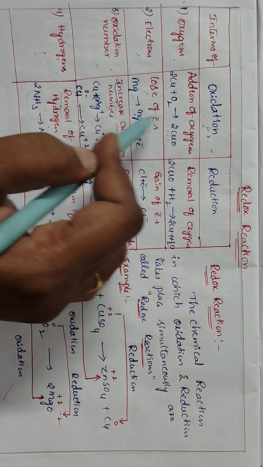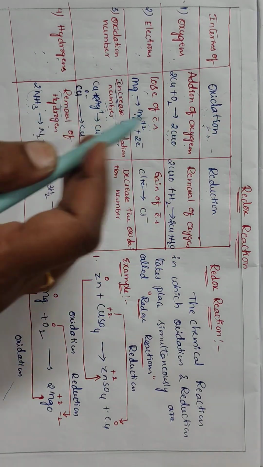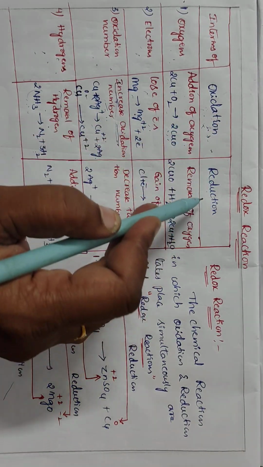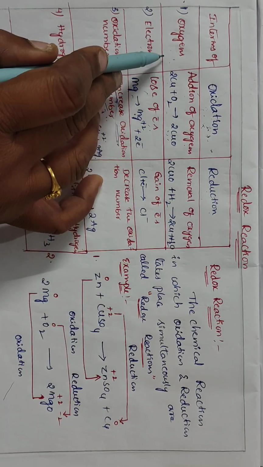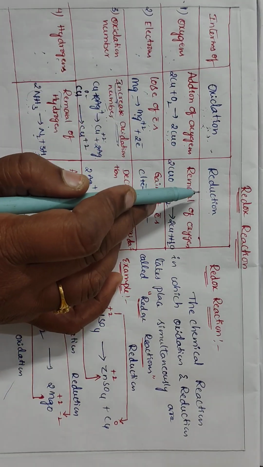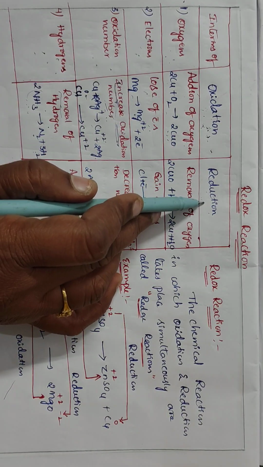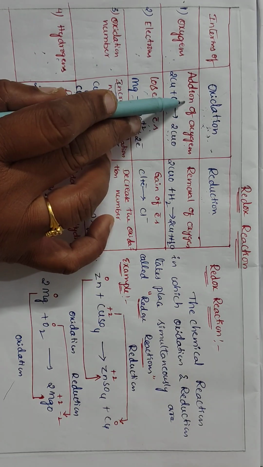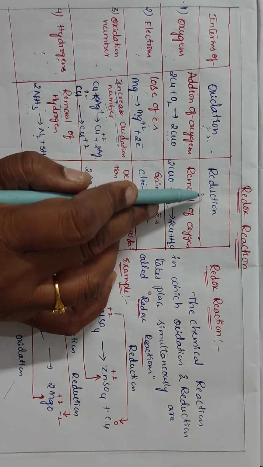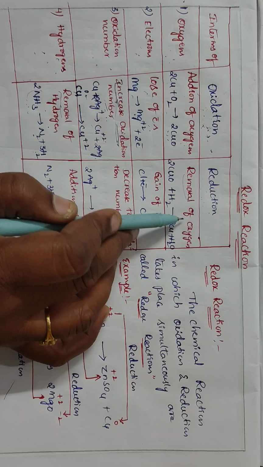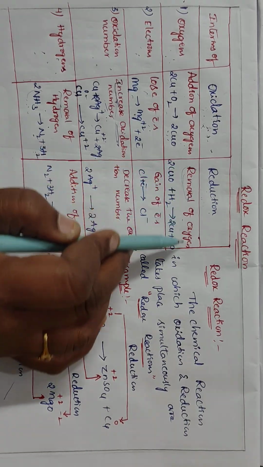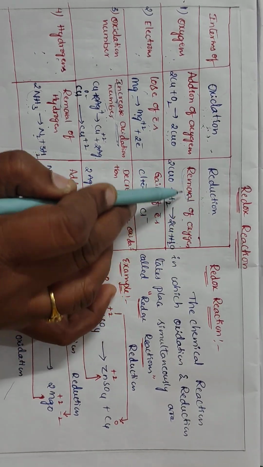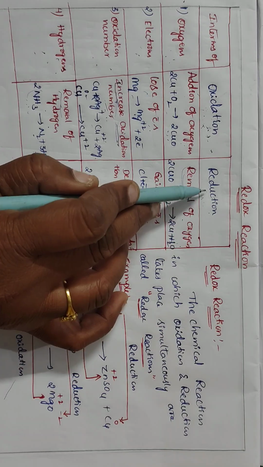If you have the four different definitions of oxidation, you will automatically get the definitions of reduction. In terms of oxygen, what is the definition of reduction? Oxidation is nothing but addition of oxygen. Reduction is nothing but removal of oxygen. Removal of oxygen is said to be reduction.